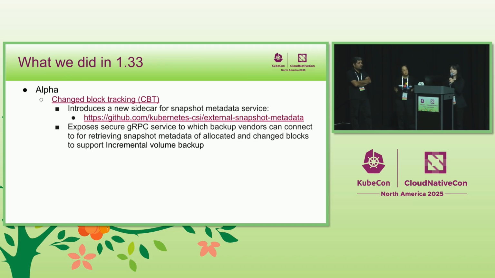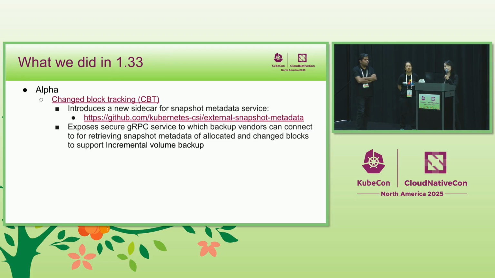In 1.33, change block tracking feature was introduced as an alpha feature. It provides gRPC APIs so that a backup application can retrieve snapshot metadata of allocated and change blocks. This allows us to support incremental backups.